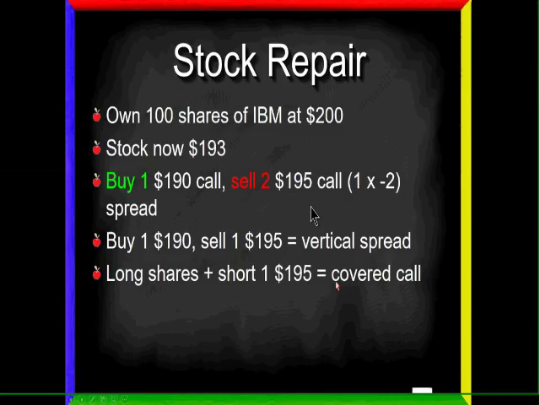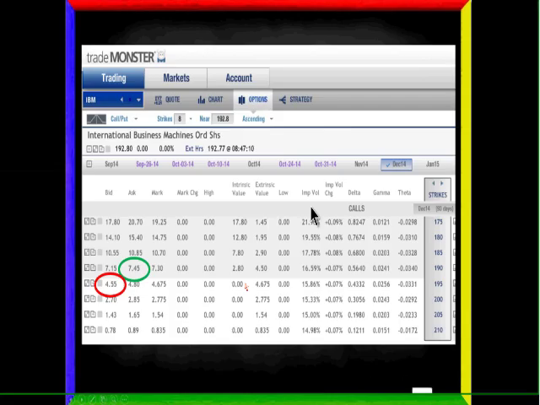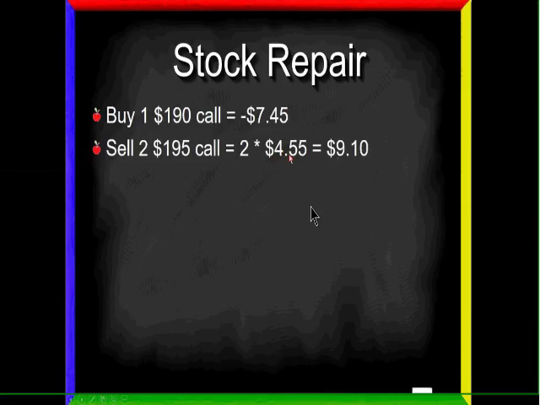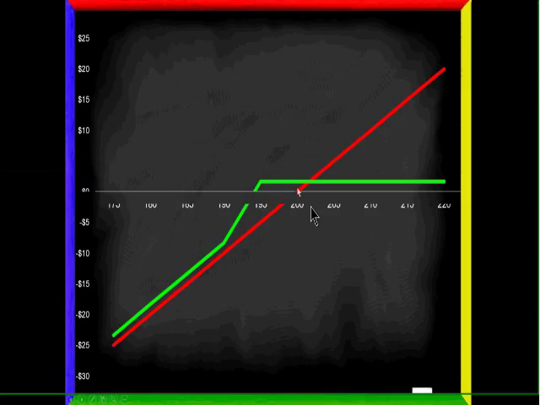So here were the quotes. I buy the option for $7.45. I sell the 2 for $4.55, or a total of $9.10. Notice that the amount that I received exceeds the amount that I paid. So I get a net credit of $1.65, and now I have shifted my profit and loss diagram from that really ugly buy up near 200. Look at where my break even is now. And I still can make a little bit of profit, but I've greatly accelerated where I'm going to break even.